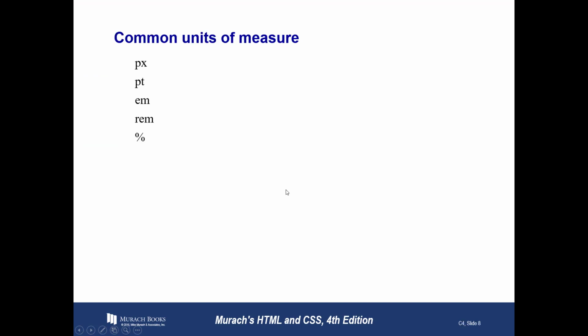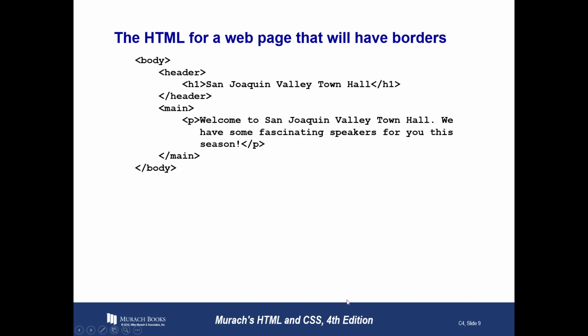All right. Common units of measure. As time has gone on, and we talked in an earlier chapter about doing things mobile first, what we do typically today is we don't use pixels like we used to, or points. We use ems, rems, and percentages. These three units of measure are what are called scalable units of measure. So as you go from a desktop to a tablet to a phone, etc., they scale better than pixels and points do. All right.